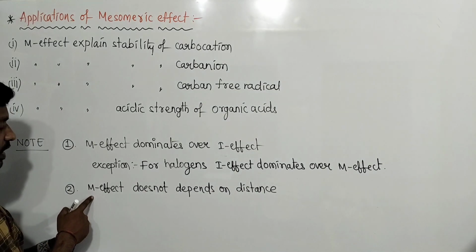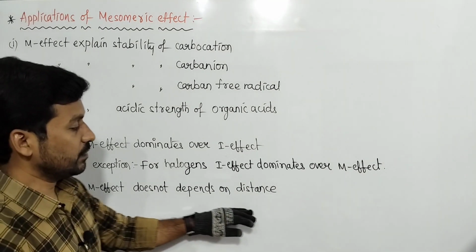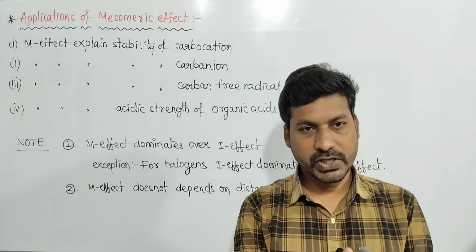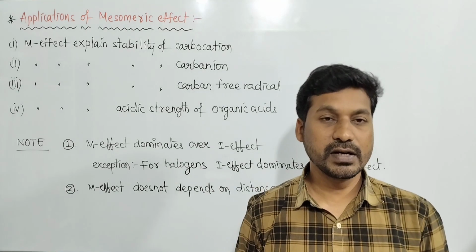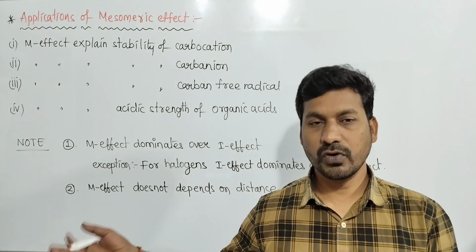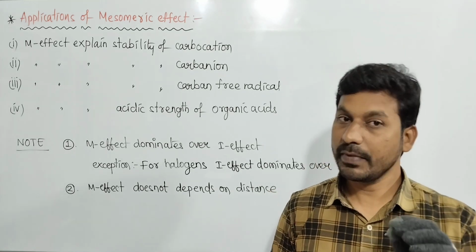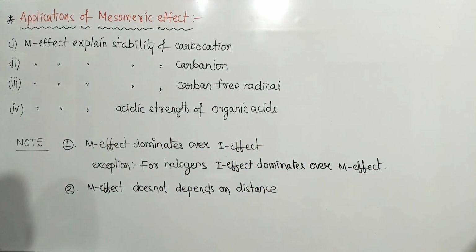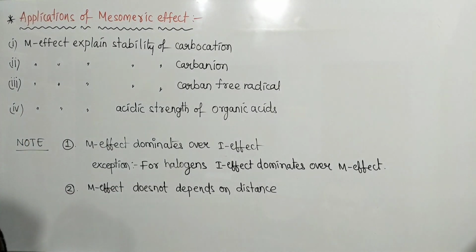Next, unlike inductive effect, mesomeric effect does not depend on distance. As the distance from the substituent, the group, increases, inductive effect decreases. So after 4 carbons, inductive effect becomes negligible. But mesomeric effect does not depend on distance. Okay. So take this one. I will explain first the stability of carbocation.